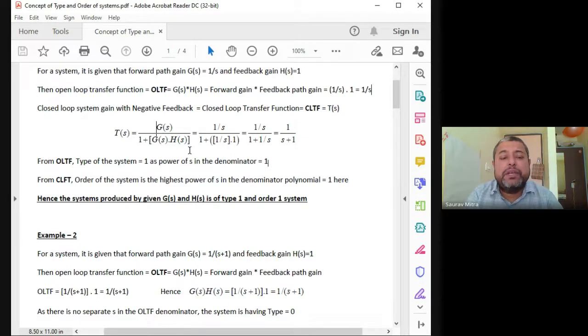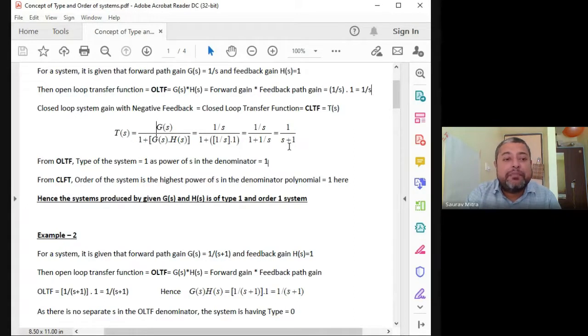Second difference is what is meant by order. In the closed loop transfer function, find the denominator polynomial. Whatever is the highest power of s in the denominator polynomial of closed loop transfer function, that is called order. So in this case, the closed loop transfer function has denominator s plus 1. Maximum power of s is 1. In that case, the order of the system will be 1. So it is given here, CLTF, closed loop transfer function. Order of the system is the highest power of s in the denominator polynomial, which is equal to 1 here. That's why order of the system is equal to 1.